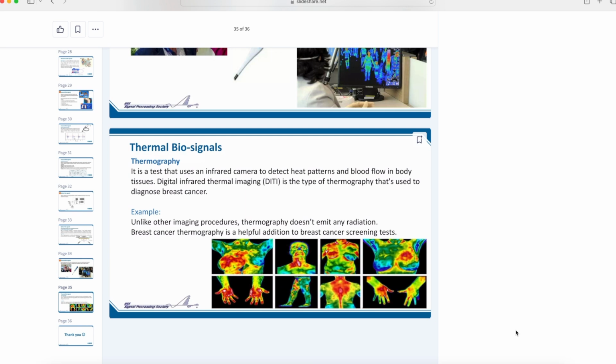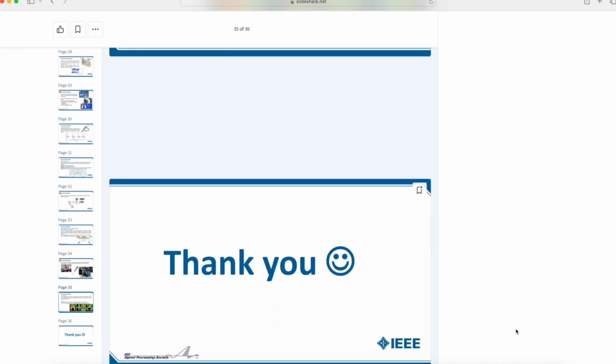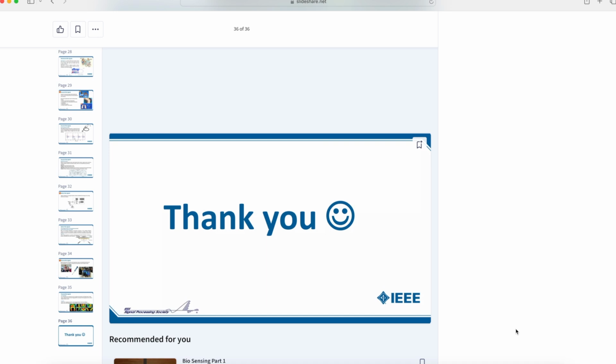Thermography. It is a test that uses an infrared camera to detect heat patterns in blood flow in body tissues. Digital infrared thermal imaging, DITI, is a type of thermography that's used to diagnose breast cancer. Example: unlike other imaging procedures, thermography doesn't emit any radiation. Breast cancer thermography is a helpful addition to breast cancer screening tests. And that's the end of the slideshow.